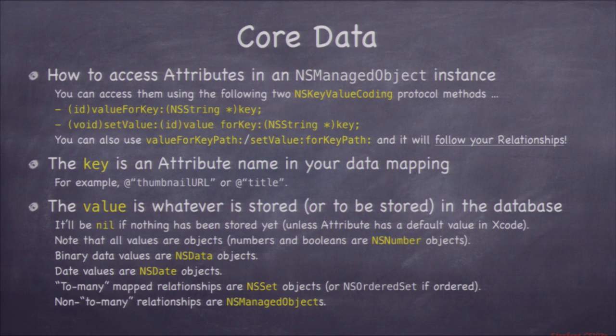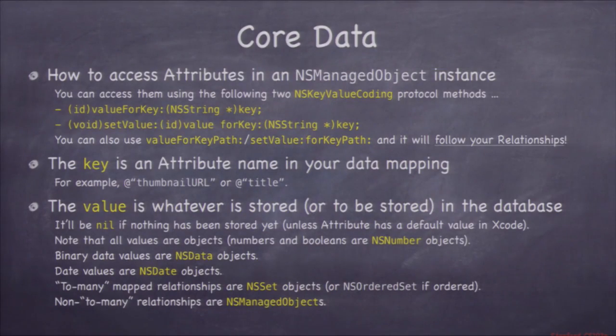This is how NSManagedObject works. It implements all these, and you can say value for key @"title", and you can get the title of a photo. Or you can say set value, whatever you want, for key @"title", and set the value of the title. Simple as that. Value for key, set value for key. Any questions about that? Okay? So the key is obviously just a string, the name of the property in your visual map that we built earlier. The value would be just an object, like an NSString if it was the title, an NSDate if it was the upload date, an NSData if it was the thumbnail data or whatever.